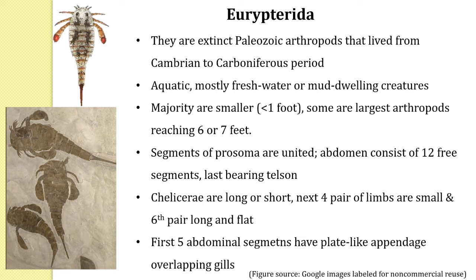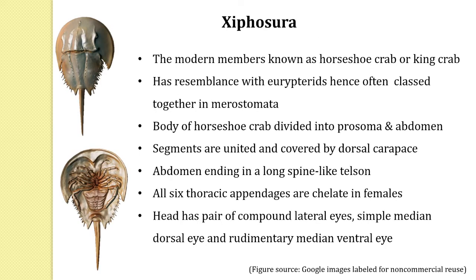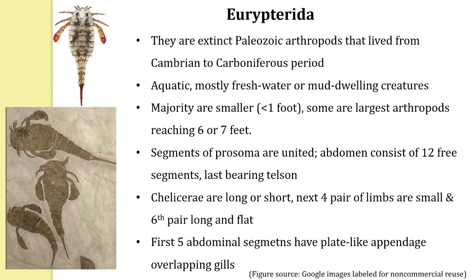On the upper surface of the cephalic region are a pair of compound lateral eyes and two smaller simple dorsal eyes. According to Stromer, there appear to be a pair of ventral eyes also. So this is about the Eurypterida.